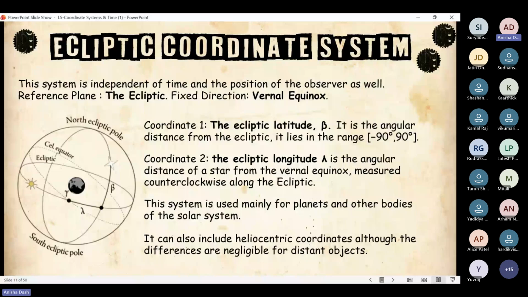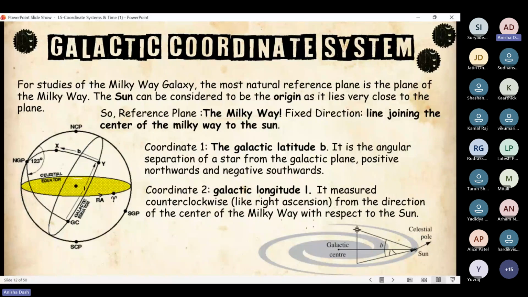Like we defined a system for objects in the solar system, we also have one for research on the Milky Way. This is known as the galactic coordinate system. For studies of the Milky Way galaxy, this is very convenient. In this case, the reference plane is the plane of the Milky Way itself, and the fixed direction is the line joining the sun and the galaxy center. In all of the coordinate systems we've discussed so far, it's either Earth centered or observer centered. But in this case, the sun is at the origin of the coordinate system.